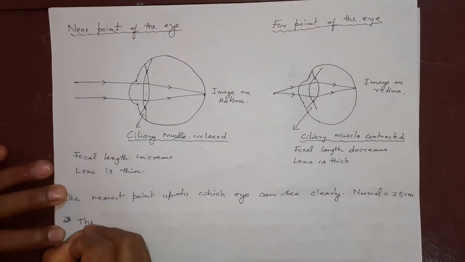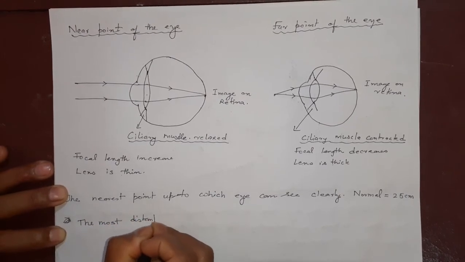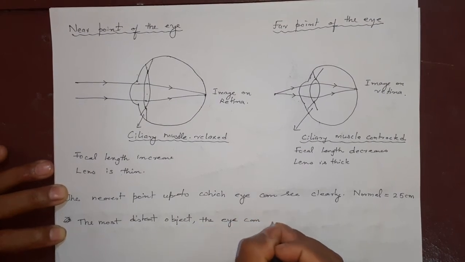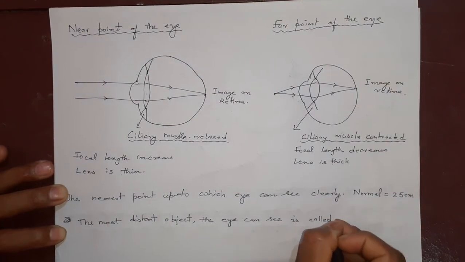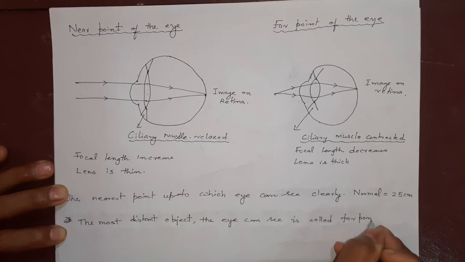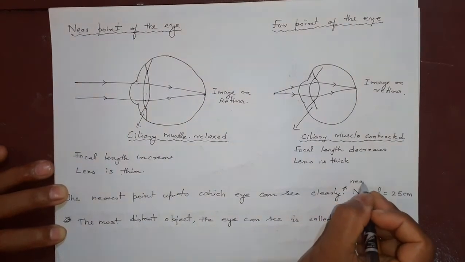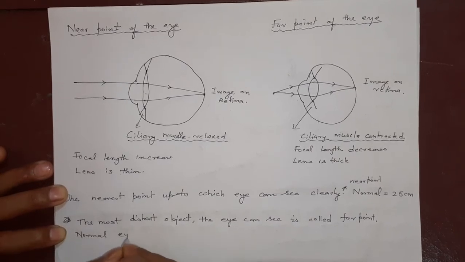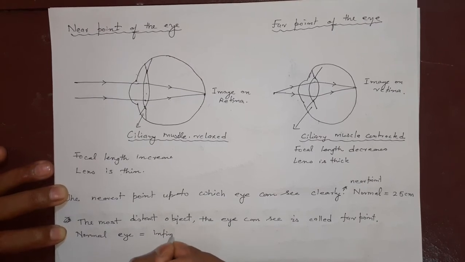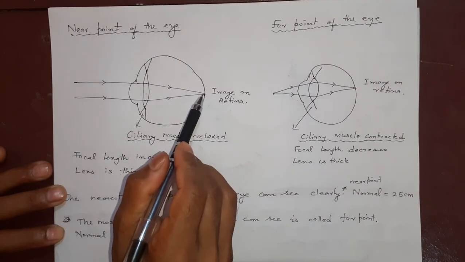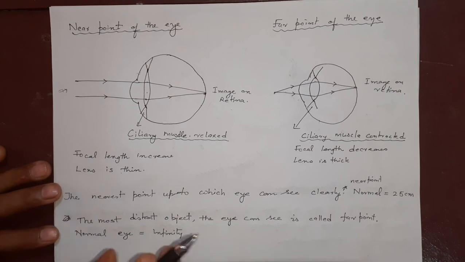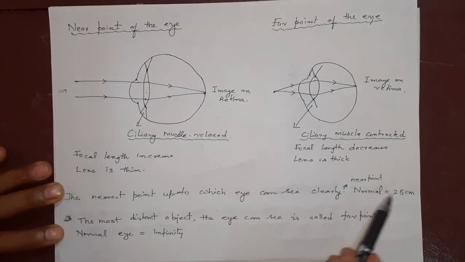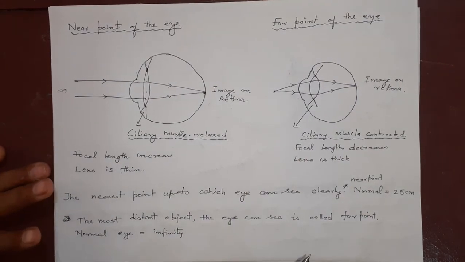And the other one: the most distant object, the farthest object the eye can see clearly, is called the far point. This is the near point, and that is the far point. For a normal eye, what is this? For a normal eye it is infinity. It means a normal eye should be able to focus the image on the retina even from infinity, but it is not possible for all eyes. That is why, when the far point has some defect, it is not possible for all eyes to get 25 centimeter and so on, and then it is called a defect. That defect will be discussed in the next topic.